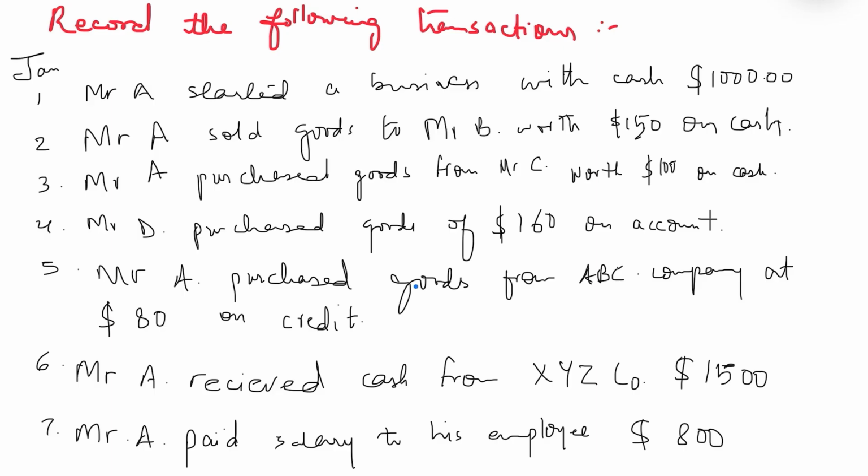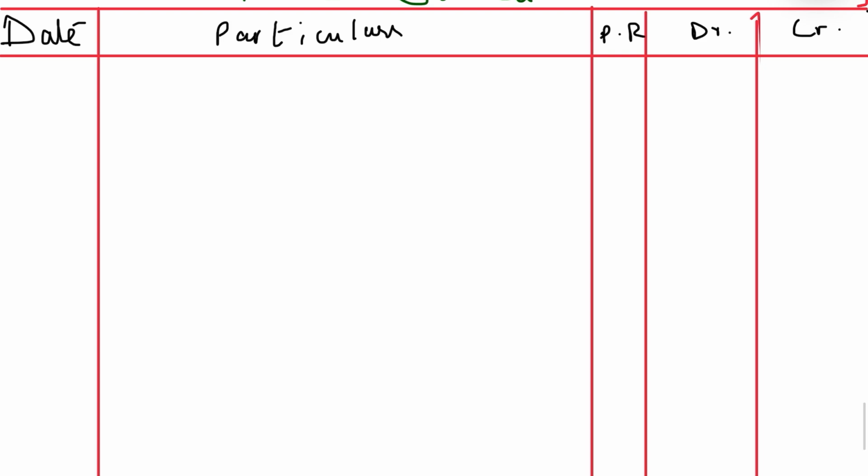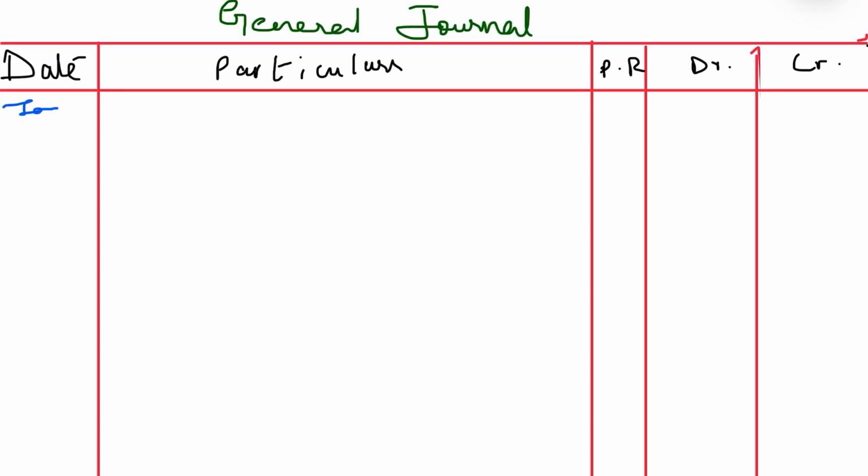Let's move on to the example which I have here for you. There is a question related to Mr. A's business, and we are going to record each transaction one by one. So let's start. On January 1st, Mr. A started a business with cash of $1 lakh. By this situation, we know that cash is coming into the business. This is the format of a journal. ACCA is not going to ask you to make the format, so it's just for your knowledge.